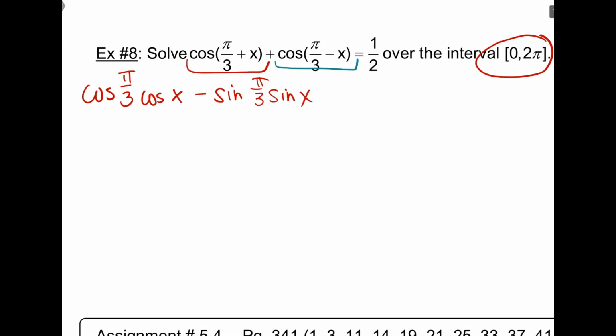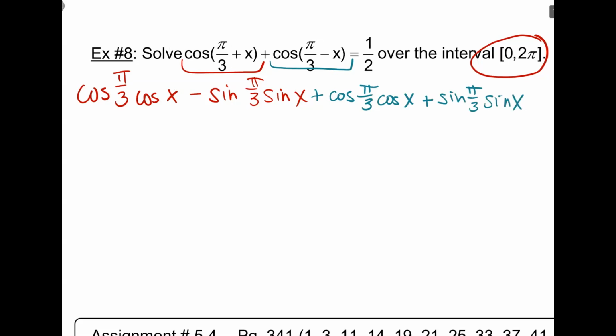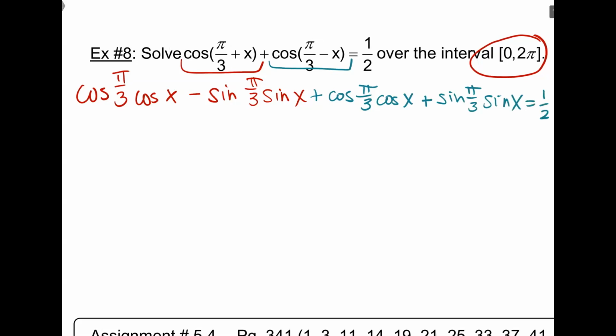And then I have this one right here. Let me know if the color is not contrasting enough. Cosine of pi over 3 minus x. I'm going to rewrite this using the difference identity for cosine. So this is going to be cosine pi over 3 times cosine x, plus sine pi over 3 sine x. And don't forget to write equals 1/2. All I did was rewrite this whole line right here, expanding each one of those out.